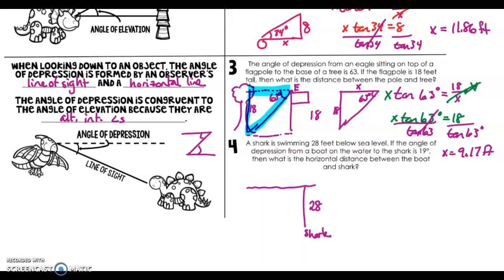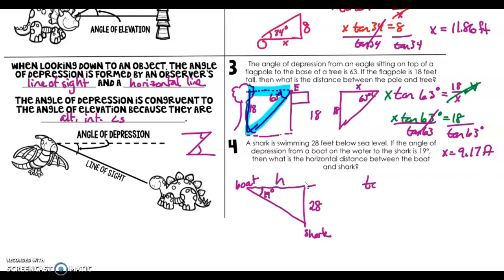Okay, if the angle of depression from a boat, okay, the boat's over here, and the angle of depression, its line of sight down to the shark is right there, and the horizontal line is the water, so that's its angle of depression, and it is 19 degrees. Then what is the horizontal distance between the boat and the shark? The horizontal distance is like your distance straight across from the boat to where the shark would be just underneath. That's the horizontal distance. So I'm going to put H for horizontal.